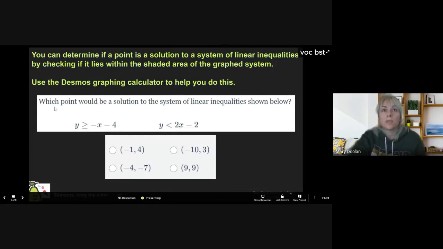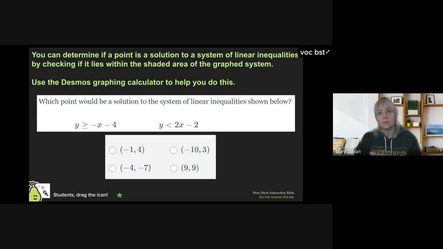And we have a new question here. It says you can determine if a point is a solution to a system of linear inequalities by checking if it lies within the shaded area of the graph system. So on that last slide, when we graphed the two inequalities, the whole purple area was the solution. Yes, Mauricio, the whole purple area is the solution. So when we graph two inequalities, we're looking to see where these points would fall in Desmos.